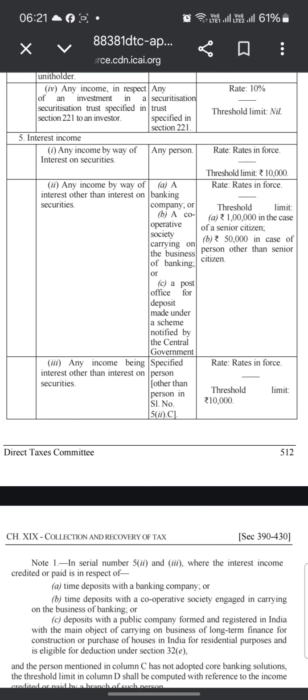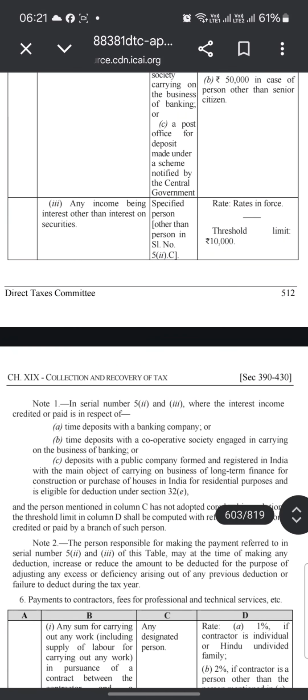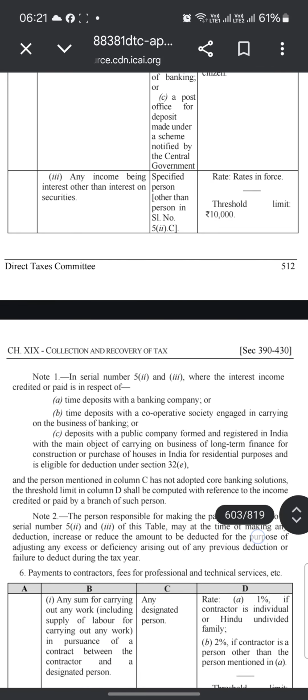Interest income: any income by way of interest on securities, any person, the rate in force, the threshold limit is 10,000. Any income by way of interest other than interest on securities from a banking company or cooperative society carrying on the business of banking, or post office, for a deposit made under the scheme notified by the central government, the rate in force, the threshold limit is 1 lakh rupees in case of a senior citizen, and 50,000 rupees in case of a person other than a senior citizen. Any income being interest other than interest on securities as specified in persons other than those in serial number 5 to C, the rate in force, the threshold limit is 10,000.